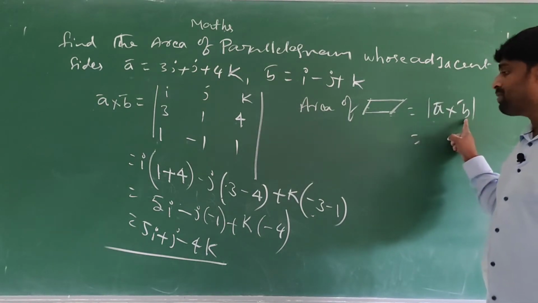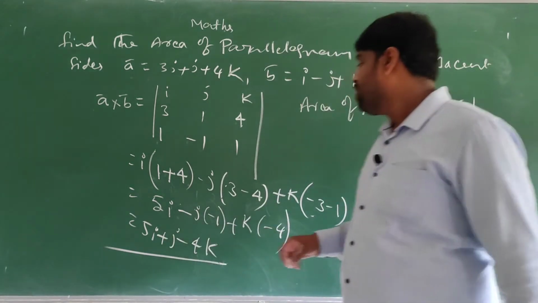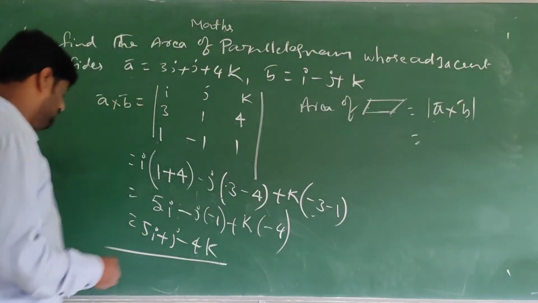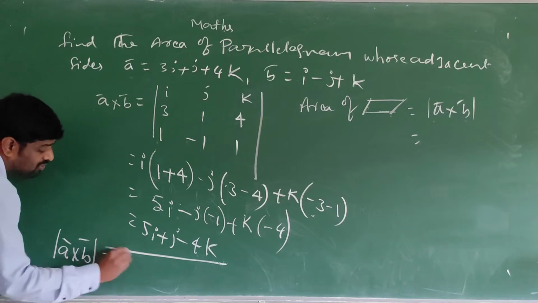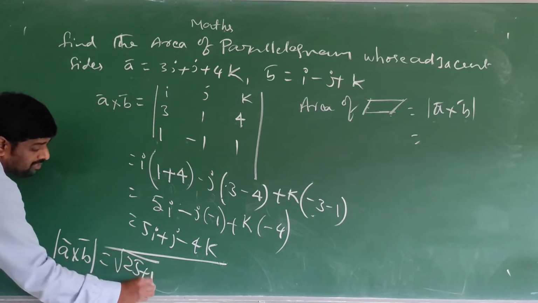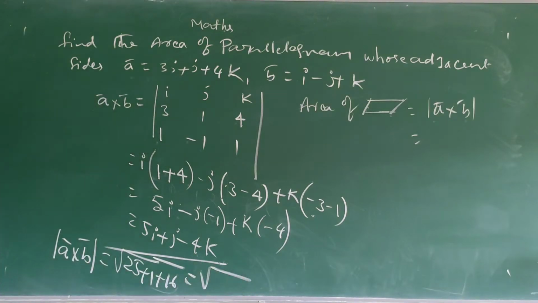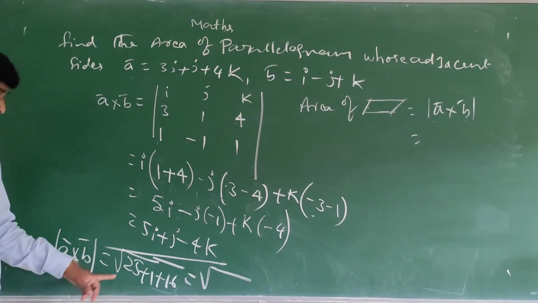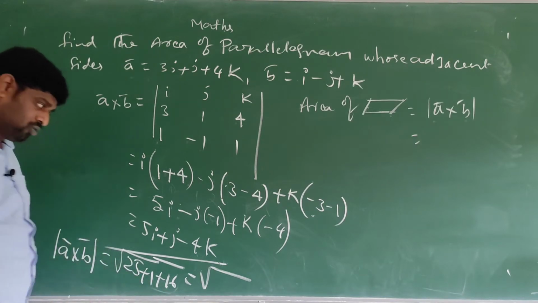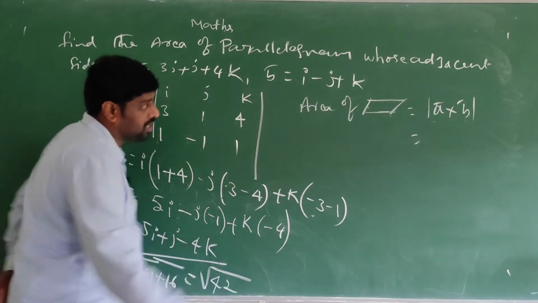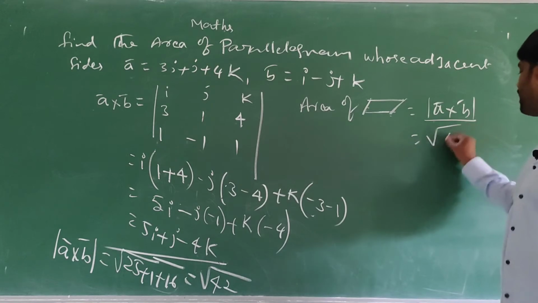That is A bar cross B bar is 5i cap plus j cap minus 4k cap. Now I have to find the magnitude of A bar cross B bar. That is the magnitude of A bar cross B bar equal to square root of 25 plus 1 plus 16. That is 25 plus 1 is 26, 26 plus 16 is 42. Okay, that is square root of 42. That is, the magnitude of A bar cross B bar is square root of 42.